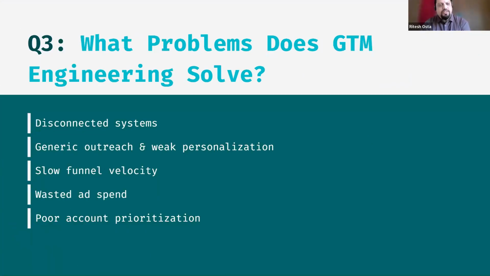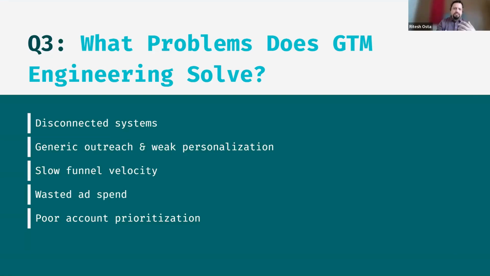All right, so question number 3, what problems does GTM engineering solve? I would say that GTM engineering solves two major problems. One is the strategy problem, and the other is the technical problem. So you've got to have the strategy, and then you need to have technical problems that need to be solved. The first problem that GTM engineering solves is the disconnected system.